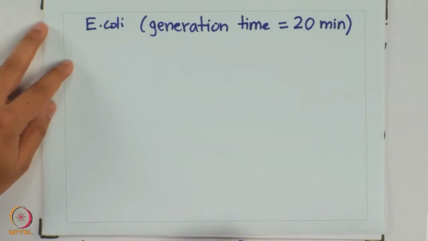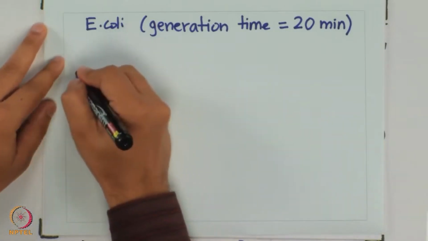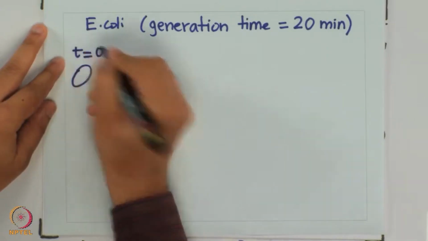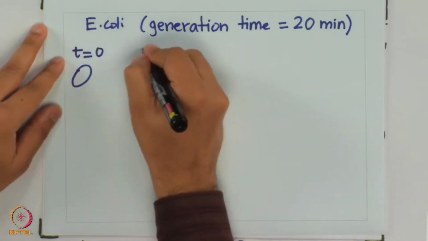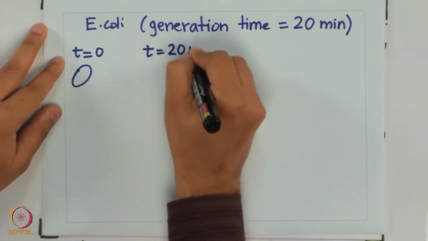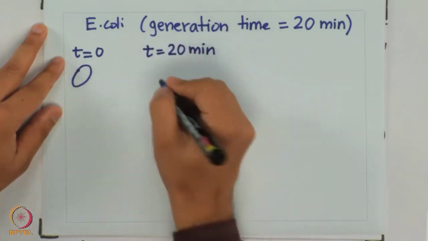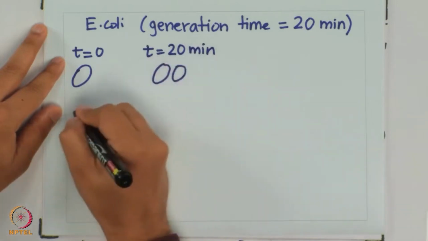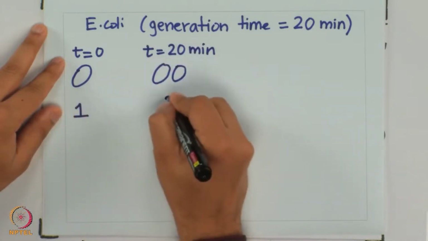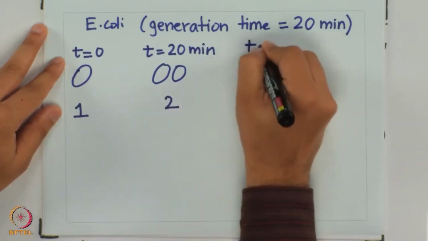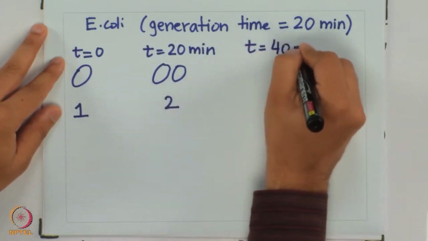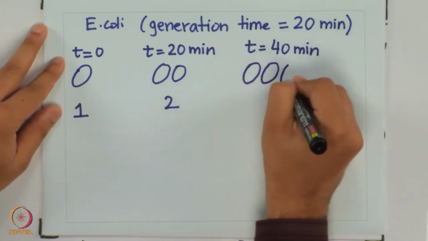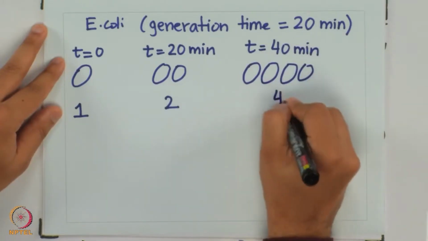And if we assume that at t equal to 0 we start with one bacteria, at t equal to 20 minutes we have two bacteria. This is the number of bacteria, 1, 2, t equal to 40 minutes we have 4 bacteria, and so on and so forth.